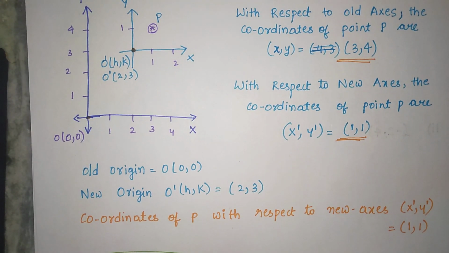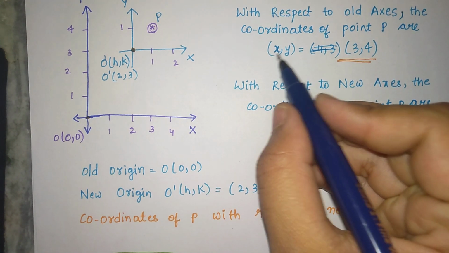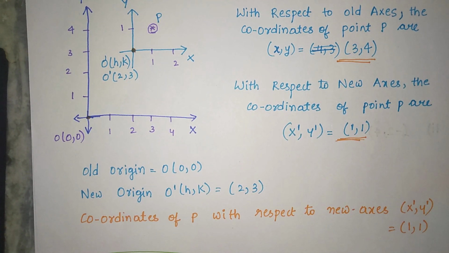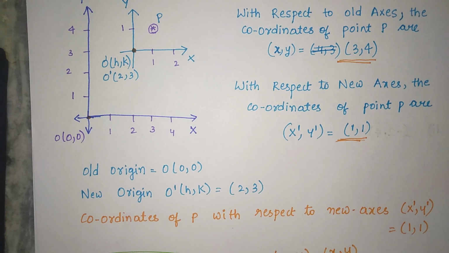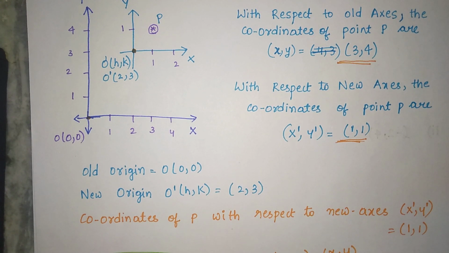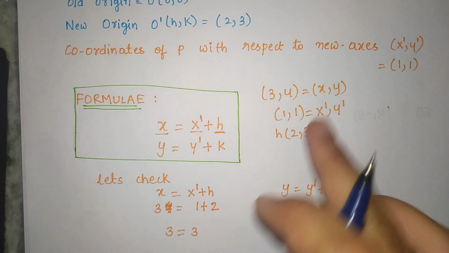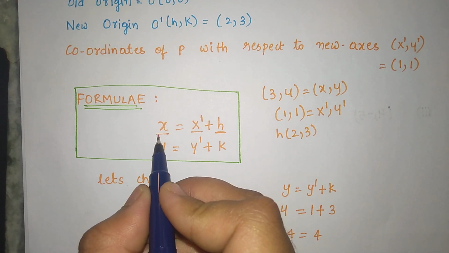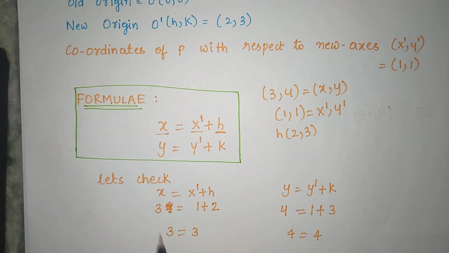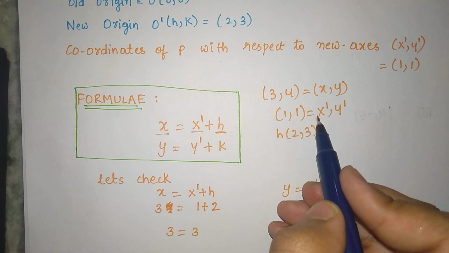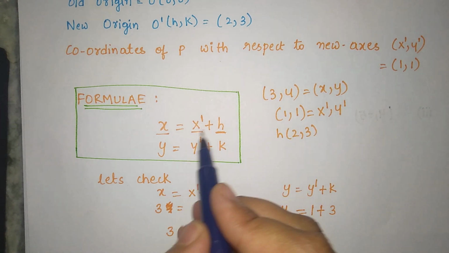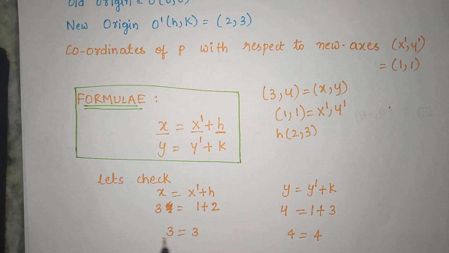So let's check whether this formula is working or not. Consider the old coordinates as 3 comma 4 and the new one as 1 comma 1, and the shifted origin is 2 comma 3. So here I have written: what is the old one? 3. So 3, x dash. What is x dash? 1. What is h? 2. So whatever formula we have taken is correct.